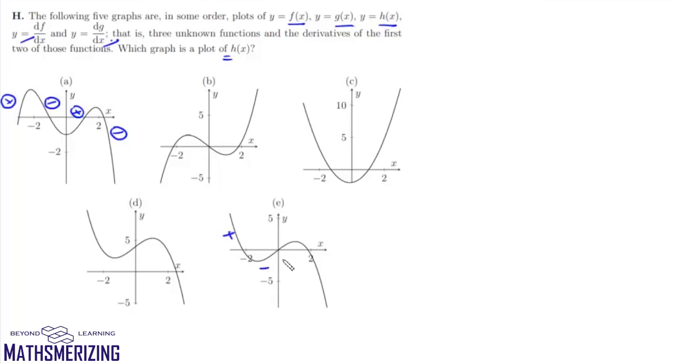Between -2 and 0, it is negative. Between 0 and 2, it is positive. And then again this is negative. So the graph of E is the derivative of the graph of A. So this E is matched with A.